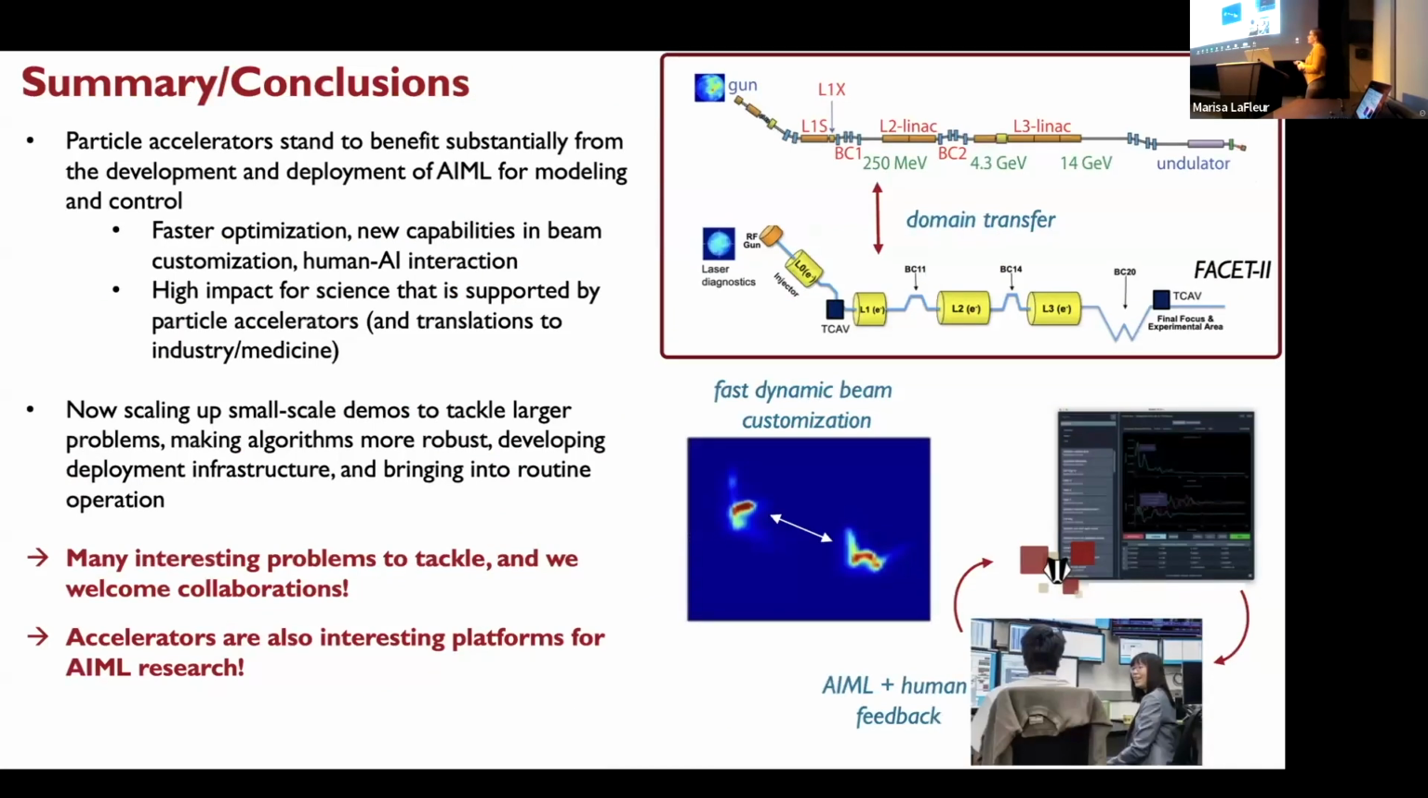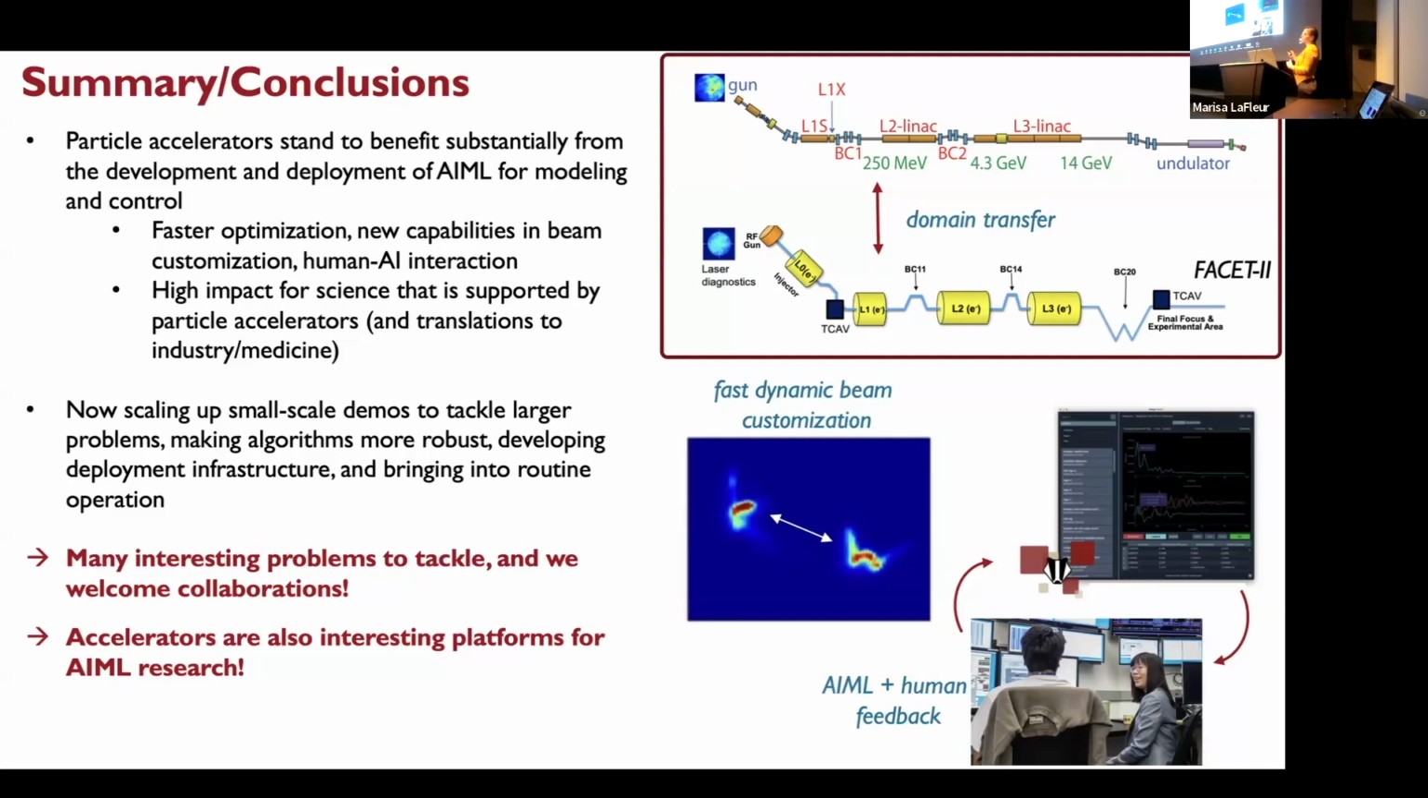So I'll end there. In particle accelerators, it's sort of this interesting space where we stand to really benefit a lot from novel AI/ML solutions in how we model and control the accelerator. That can have a really big impact on the science that people are trying to do with these machines. There are also a lot of really interesting AI opportunities for AI research as well.